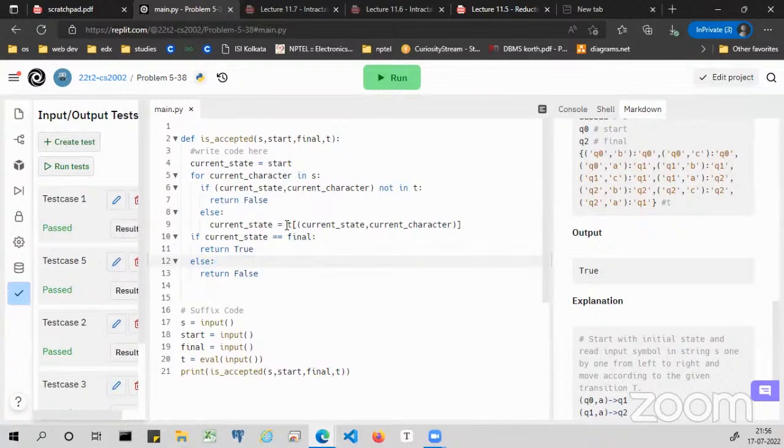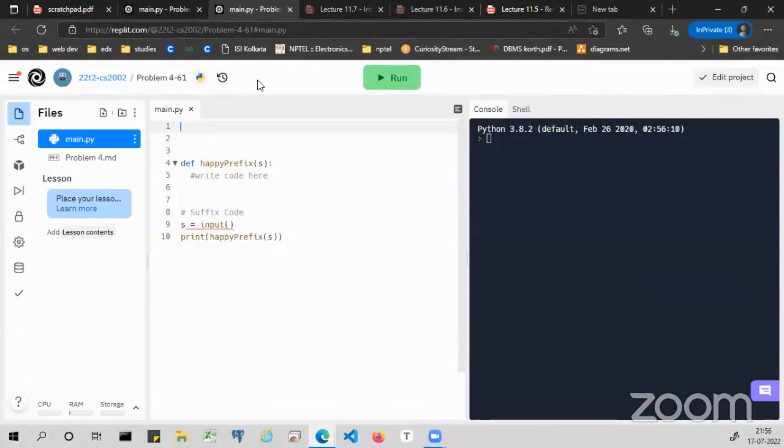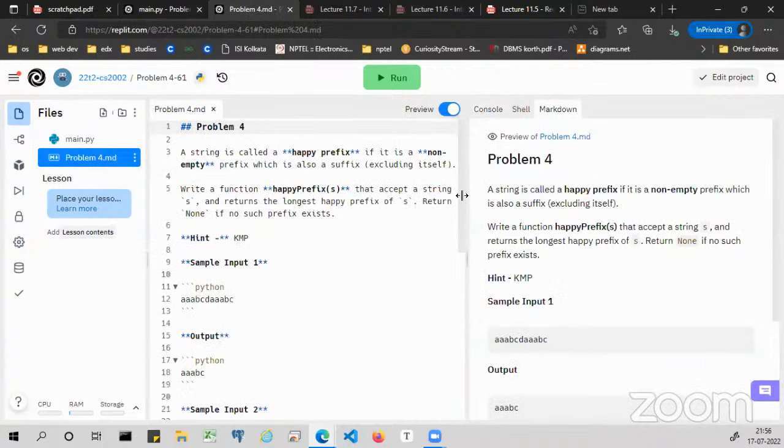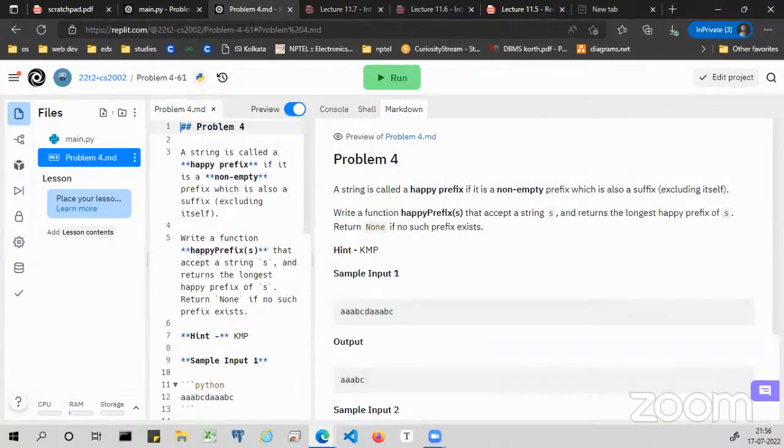Now let's go for the second question. So this is the second question, right? So this question actually says, a string is called a happy prefix if it is a non-empty prefix which is also a suffix. So you have been given a string and some prefix of that string is also the suffix of that string, right?